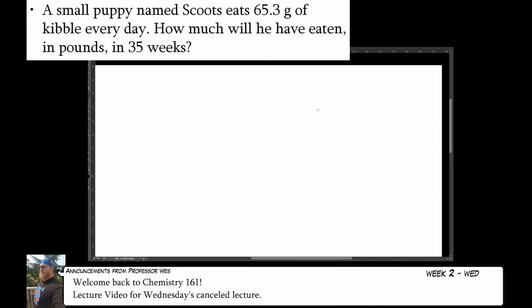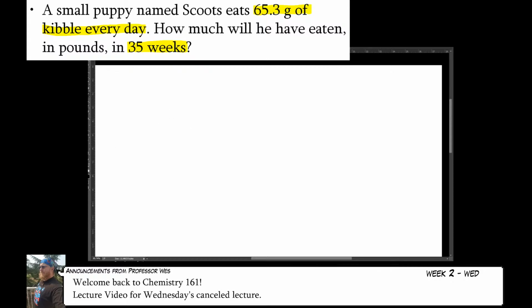All right. Looking at our information in the problem, there's two numbers present. There's 65 grams of kibble every day. And then 35 weeks of time is the time frame we're looking at. Which of those is the conversion, and which of those is the starting value?